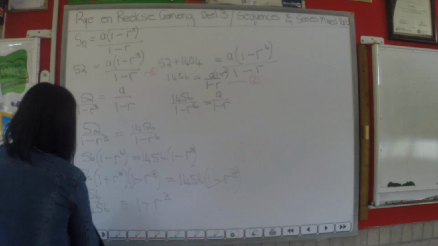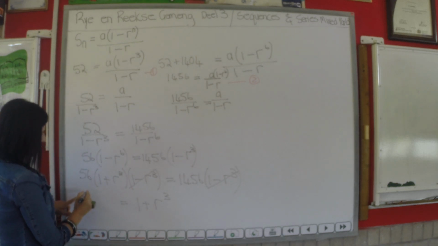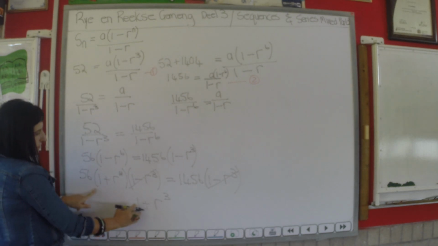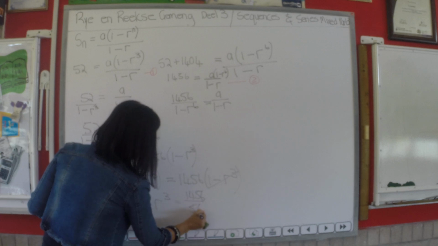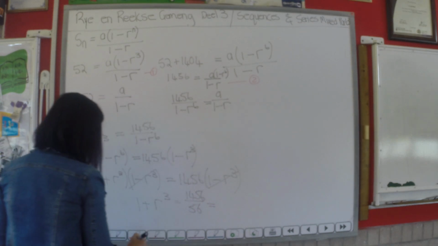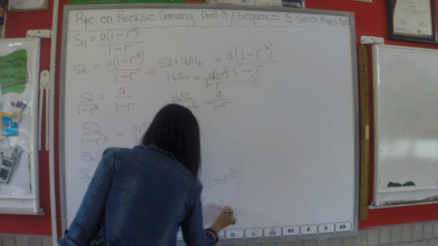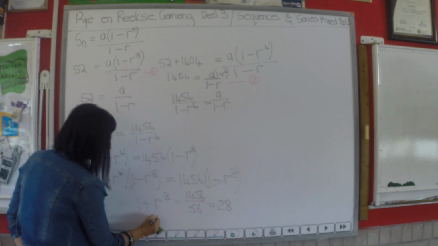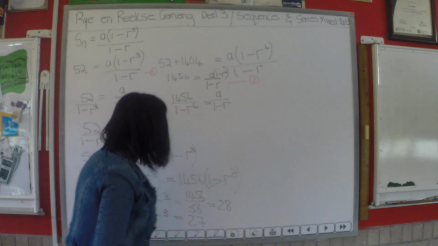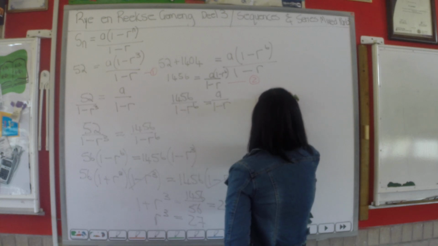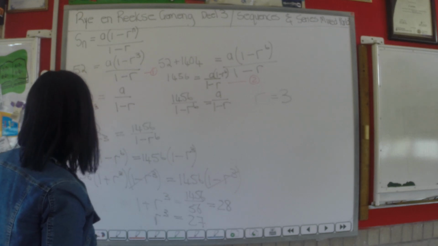Must be 1456 on 56. Because this is on this side, so that must go to that side. So that stays on this side, this goes to that side, so it becomes division like this, and that equals 26. So 1 plus R cubed equals 26. If you take the 1 to the other side of the equals, it becomes a minus, so that equals 27. So therefore R equals 3. R equals 3, and now we can determine the value of A.